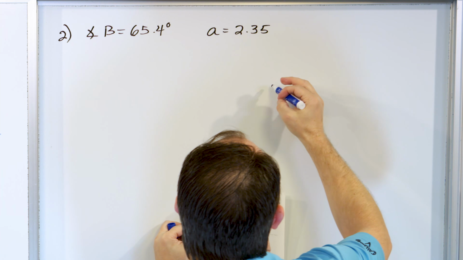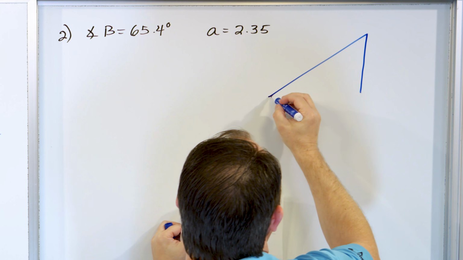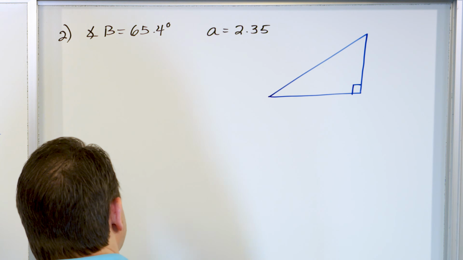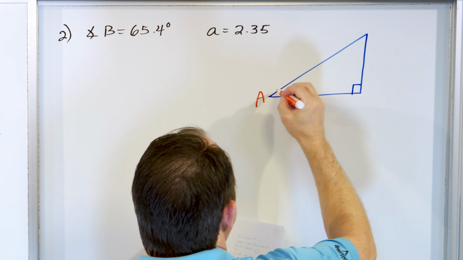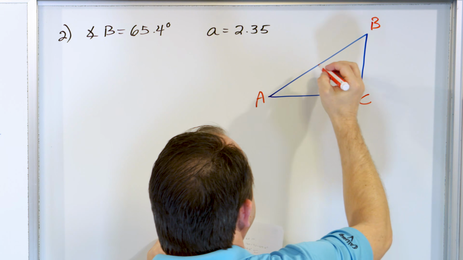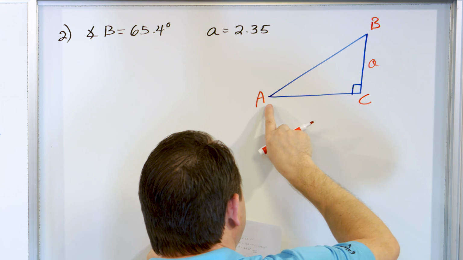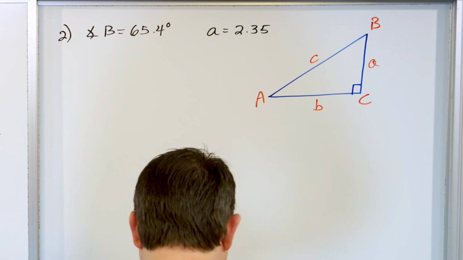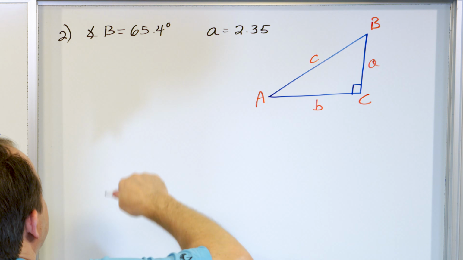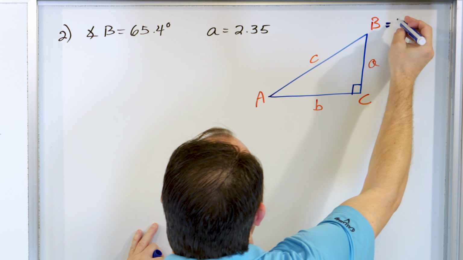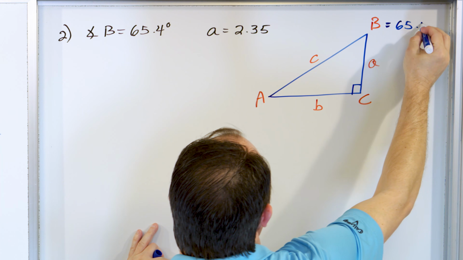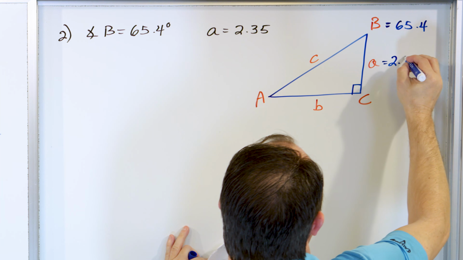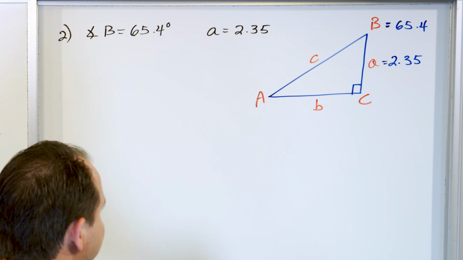So the first thing we do is what we always do, draw the triangle. Don't try to do this without drawing a triangle. You have a right angle right here, and always label everything. This is side A, this is side B, this is side C, and angles A, B, and C, then side A, side B, and side C like this. Now we're given in the problem statement that B is 65.4, so I can put that here. And side A, which is this, is 2.35. So I recommend you just put that in the drawing.